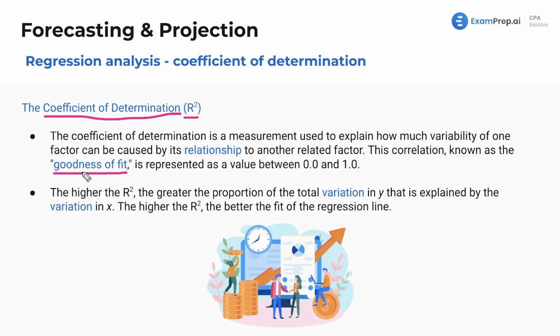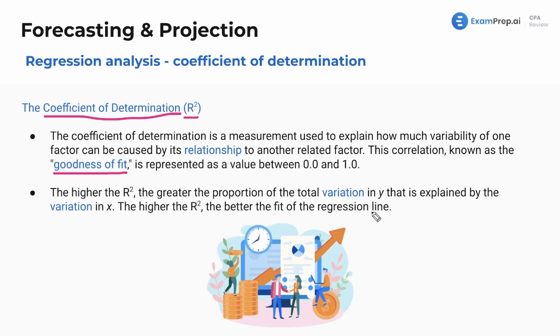So memorize that. Just some definitional based questions. This is the proportion of the total variation in the dependent variable explained by the independent variable. This one is only between 0 and 1. There are no negatives here. So the higher the r squared, the greater the proportion of the total variation in y that is explained by the variation in x. The higher the r squared, the better the fit of the regression line.